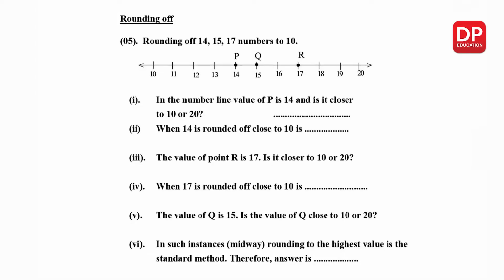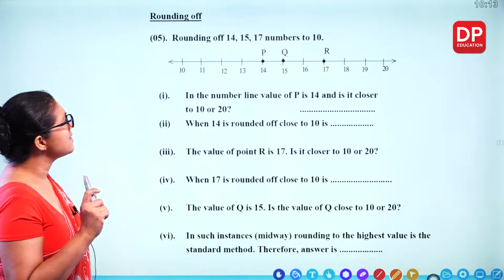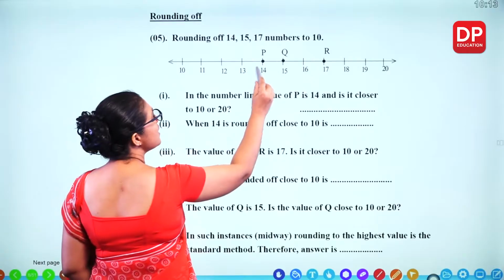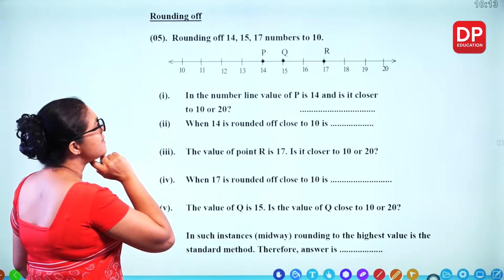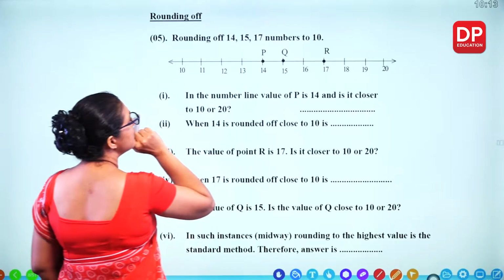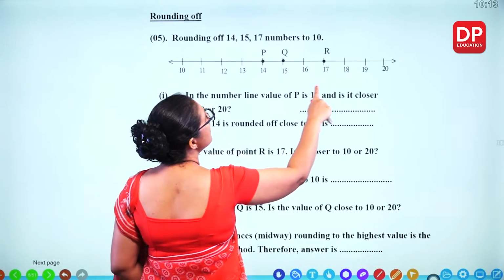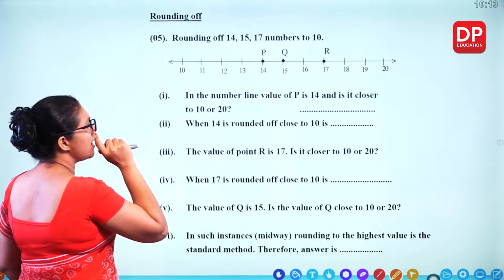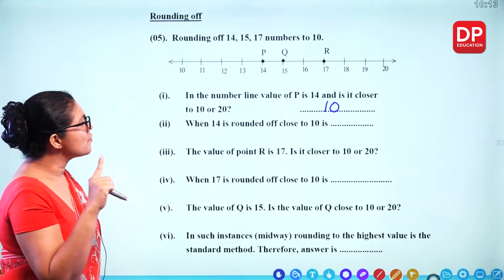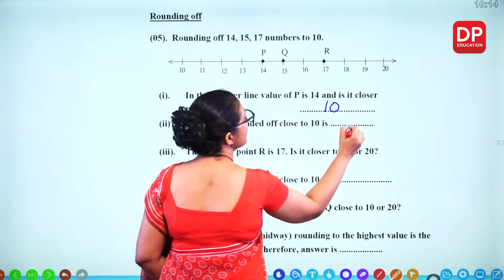Rounding off. So what is rounding off? Look at this one. We are trying to round off 14, 15 and 17. In the number line, value P is 14. Is it closer to 10 or 20? For 14, here 4 parts are there, here 6 parts. So which one is closer, 10 or 20? It's closer to 10. When 14 is rounded off, it is close to 10, so we can say that's 10, not 20.